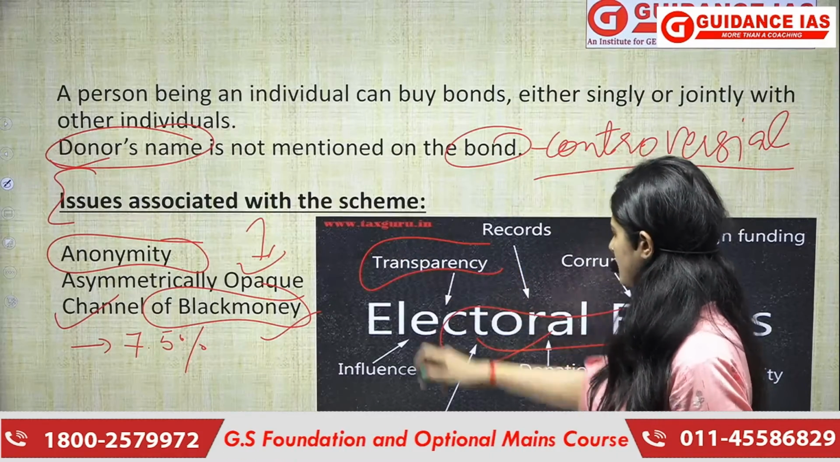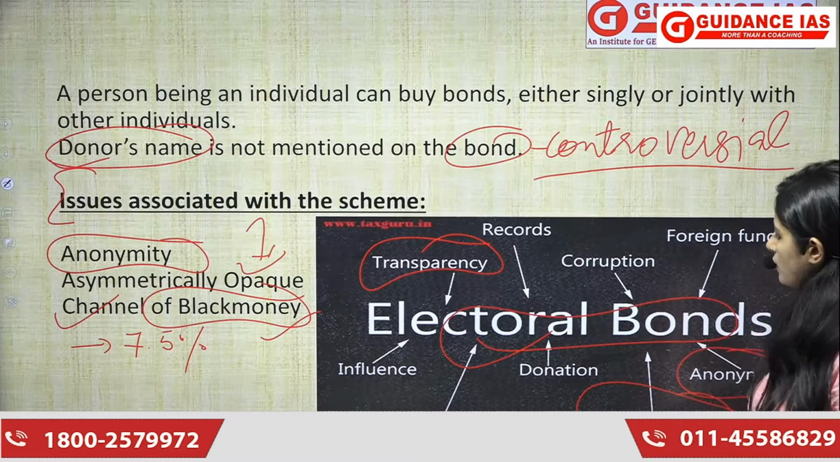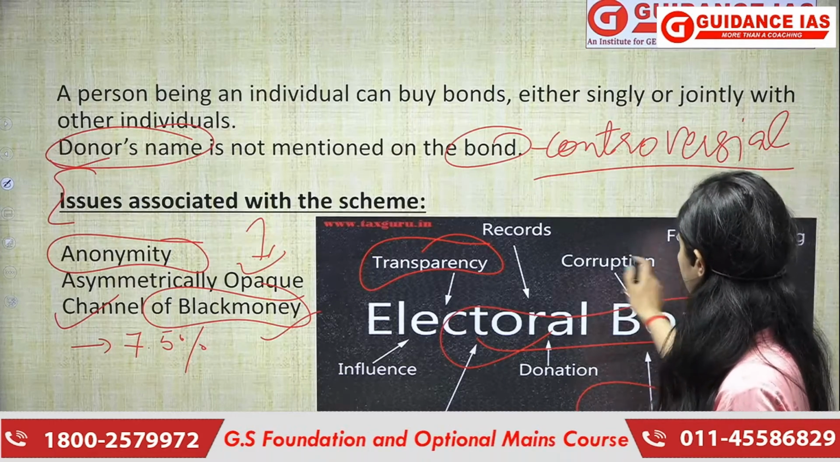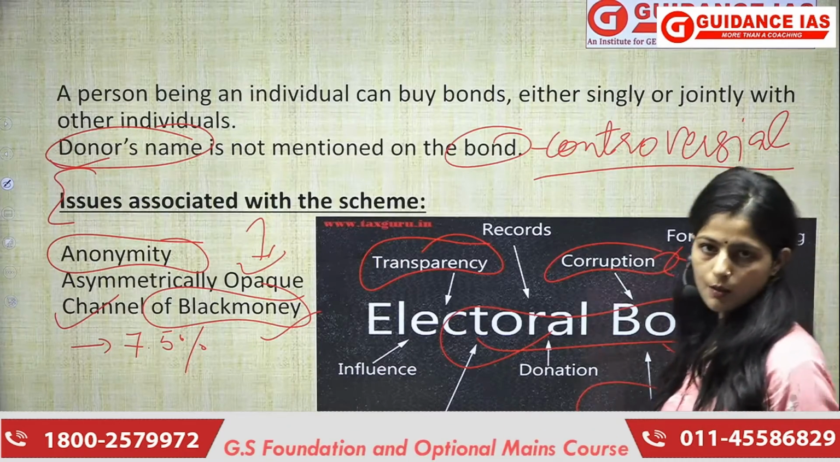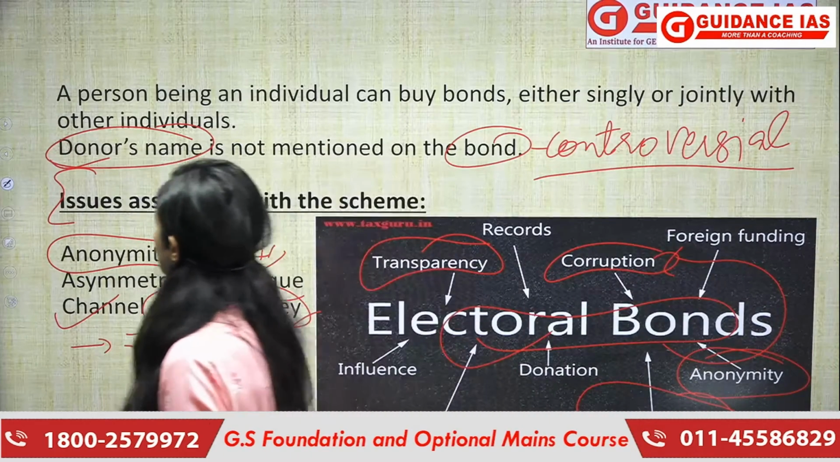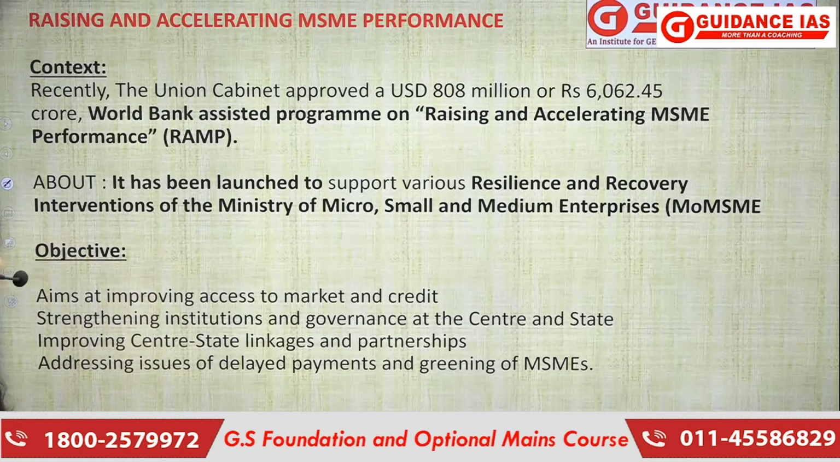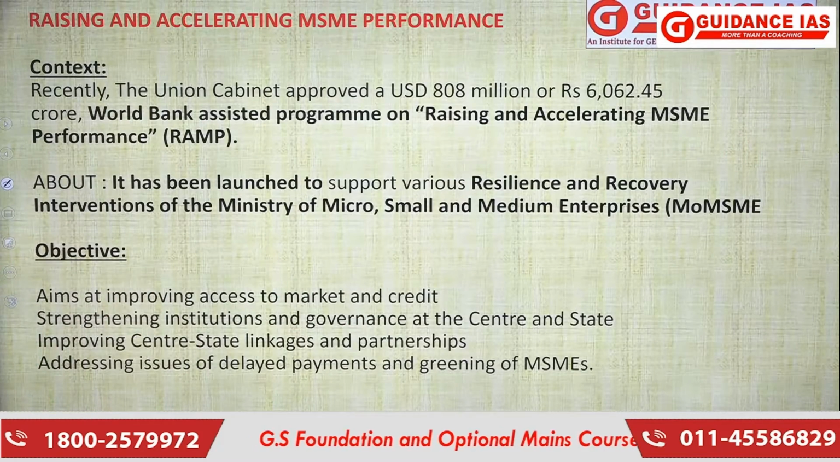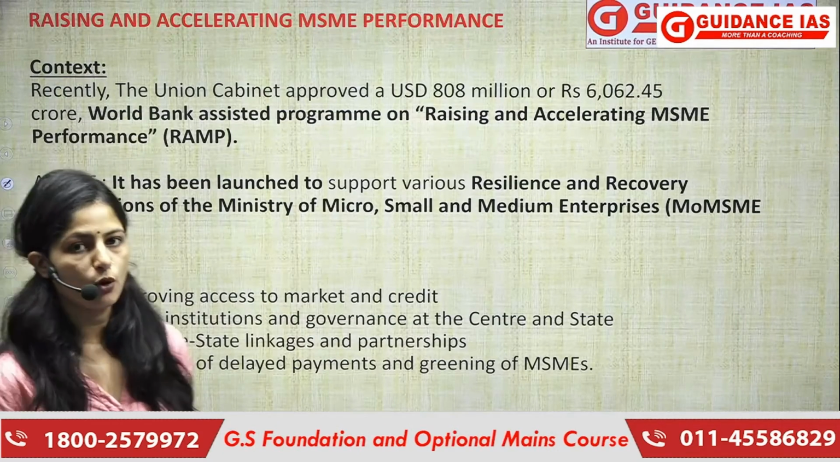So this is electoral bonds. There is a lack of transparency, there's a lack of accountability. The anonymity point we've already seen, right? And all of this can lead to corruption and black money in our country. All right, so this was about electoral bonds. Up next we have a very important scheme. The next is the RAMP scheme, or we call it Raising and Accelerating MSME Performance.